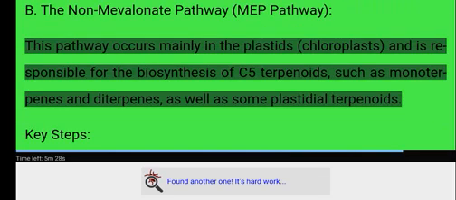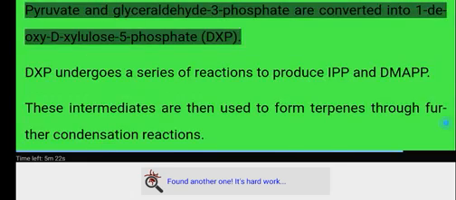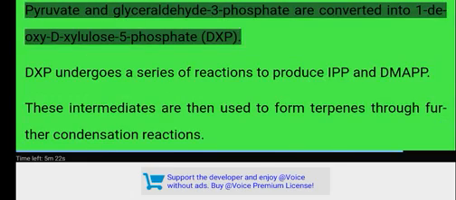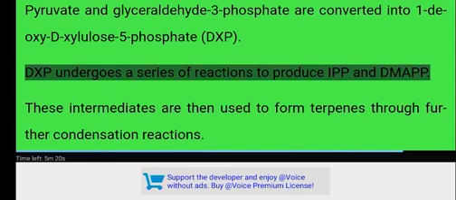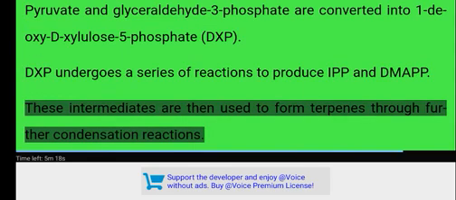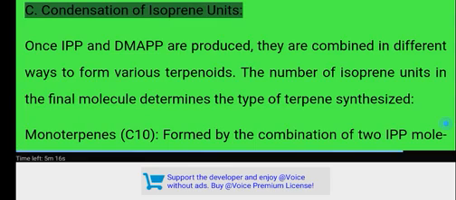This pathway occurs mainly in the plastids, chloroplasts, and is responsible for the biosynthesis of C5 terpenoids, such as monoterpenes and diterpenes, as well as some plastidial terpenoids. Key steps. Pyruvate and glyceraldehyde 3-phosphate are converted into 1-deoxy-D-xylulose 5-phosphate, DXP. DXP undergoes a series of reactions to produce IPP and DMAPP. These intermediates are then used to form terpenes through further condensation reactions. C. Condensation of isoprene units.